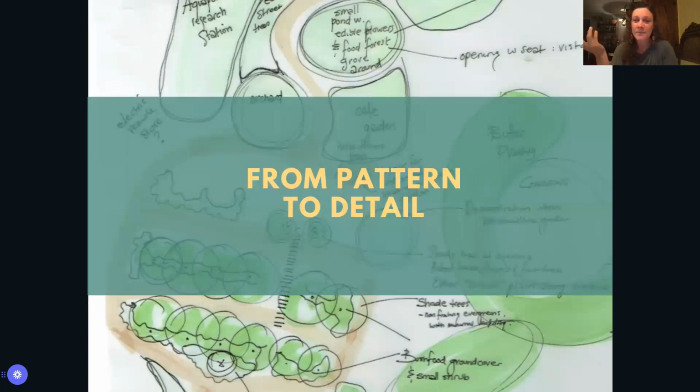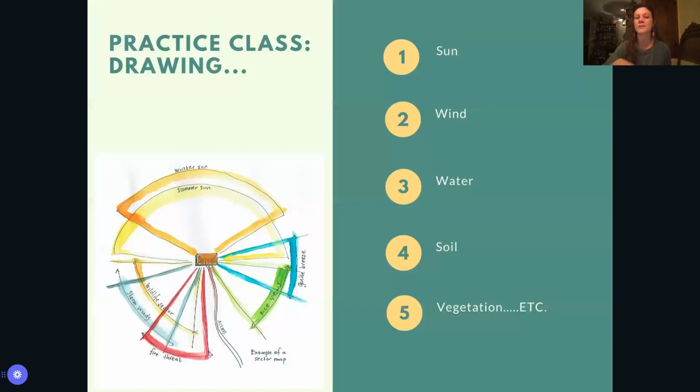And then as we're thinking about drawing our site assessments, the big thing to continue to remember is to work from pattern to detail. So we're going to start with drawing out some of the larger natural flows through our sites to get an idea of how they move. We're going to do some of the sun flows, wind flows, water flows, and a little assessment of the soils in our imaginary site. So is everybody ready to do this?